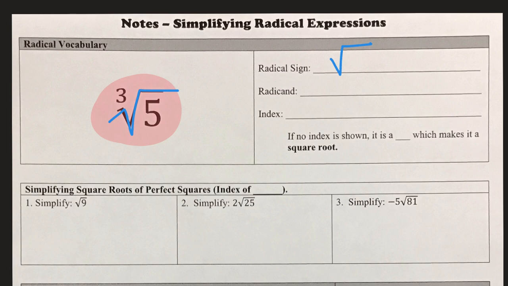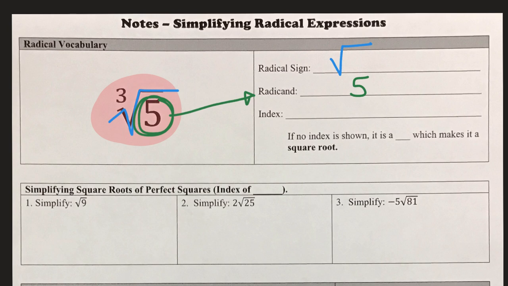Okay. The radicand is the number underneath your radical. So whatever is underneath your radical, in this case, the radicand is 5. That is called your radicand. So the symbol or the sign is your radical. The thing underneath it is called your radicand.